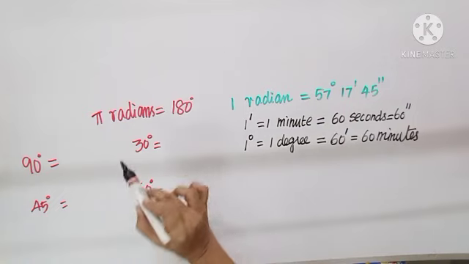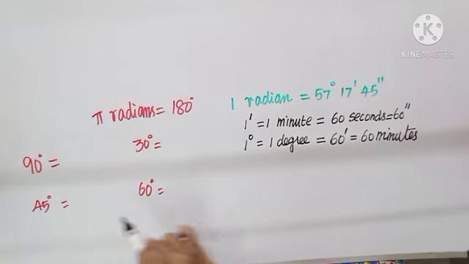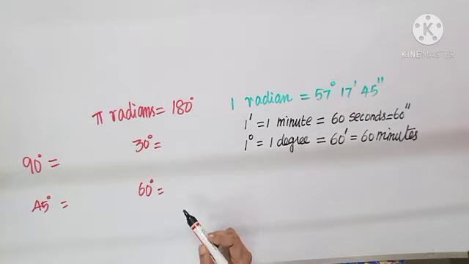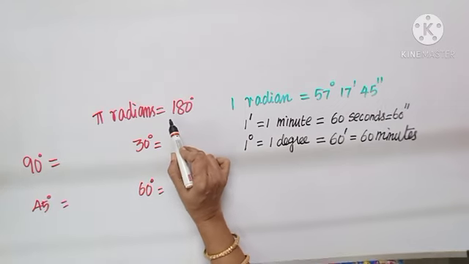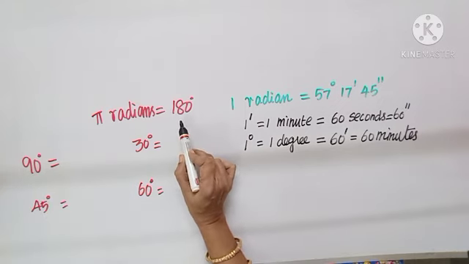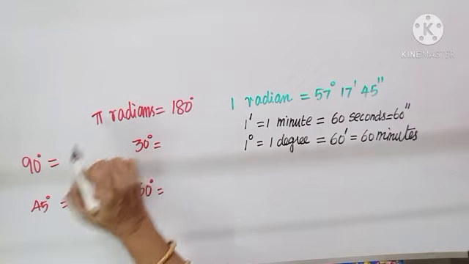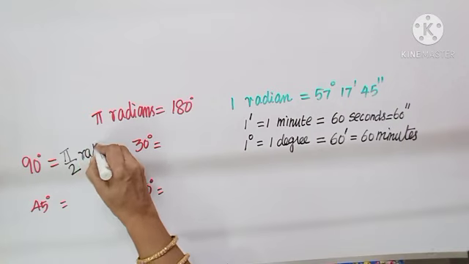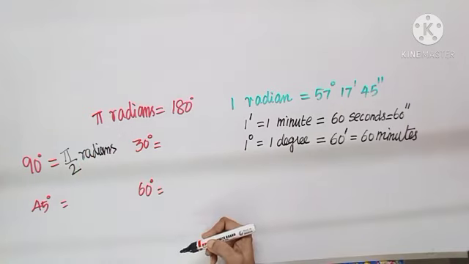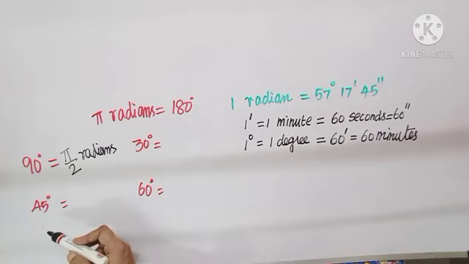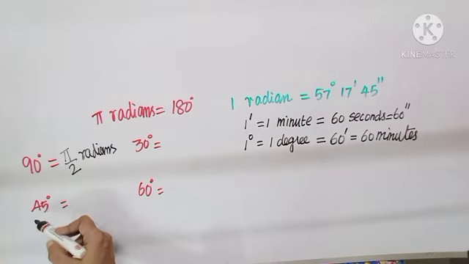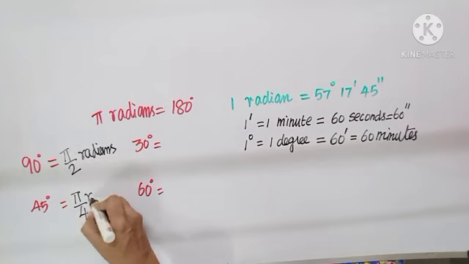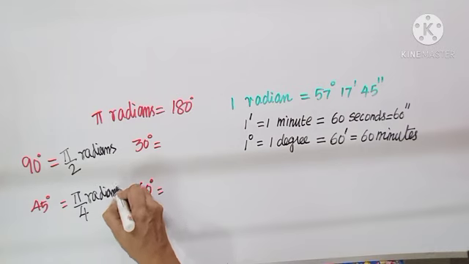How do we convert our usual angles that we know? Pi radians is 180 degrees. Then what about 90? If I divide 180 by 2, I get 90. So pi I divide by 2. 90 degrees is nothing but pi by 2 radians. How do I get 45? Half of 90 is 45. So pi by 2, again you divide by 2. I get pi by 4 radians.